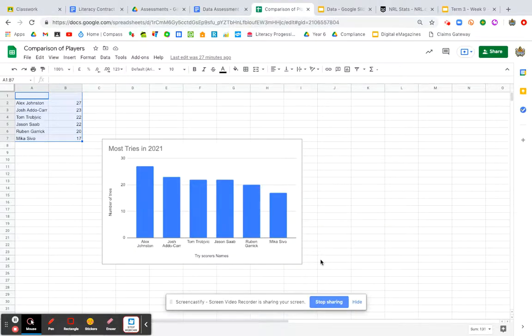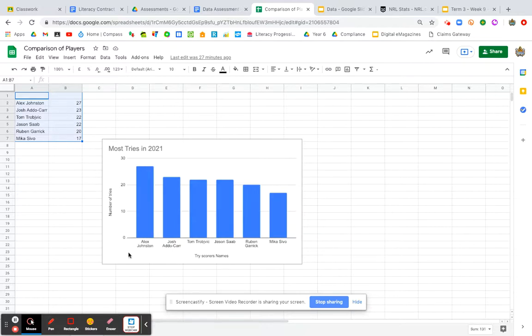Hi there, Year 6. This is just a really quick video to go through what you need to make sure a graph is accurate and that there's not going to be any bias in it. So I'm having a look at this graph that I made earlier in the week. Now there's a few things that are really important about this graph.